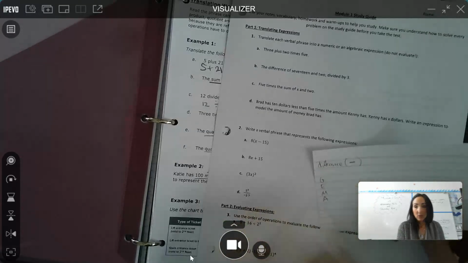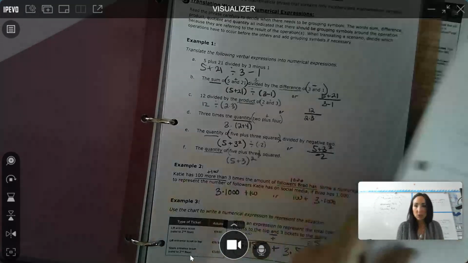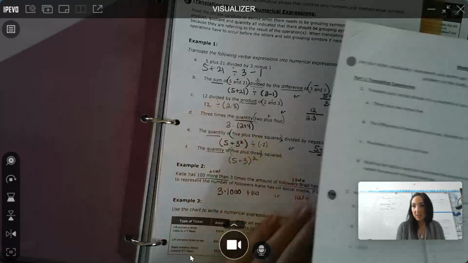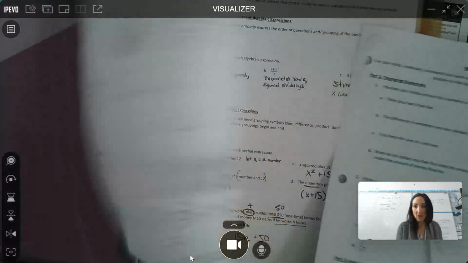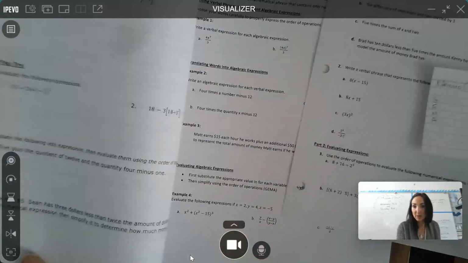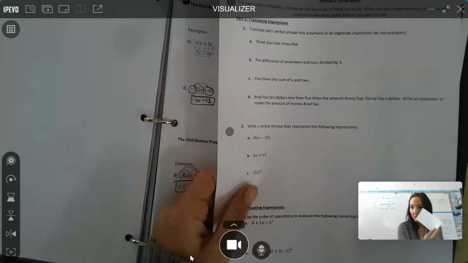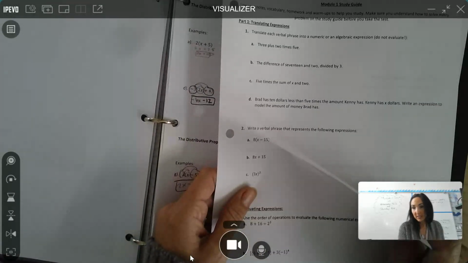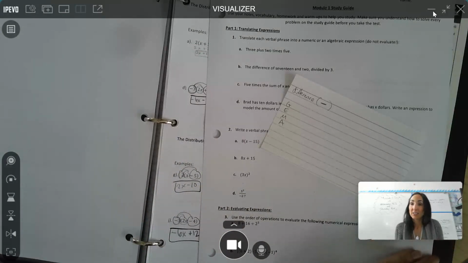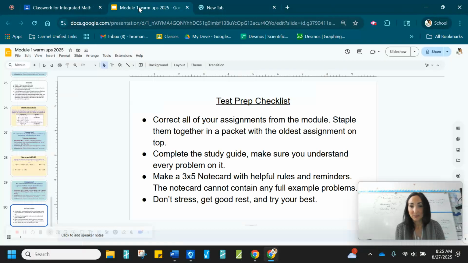But if you correct all your homeworks, you do your study guide, and you make sure you understand everything on the study guide, and you're doing it looking at your notes because you have all these awesome resources showing you exactly how to do each of these problems, you make yourself a note card, then you should be set. And of course, you always get a good night's rest and don't stress out, and always try your best. All right.